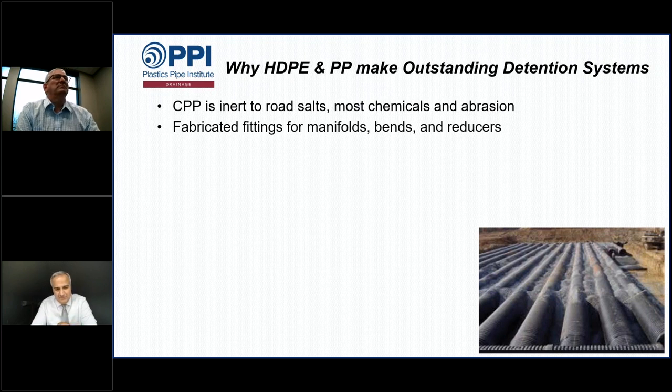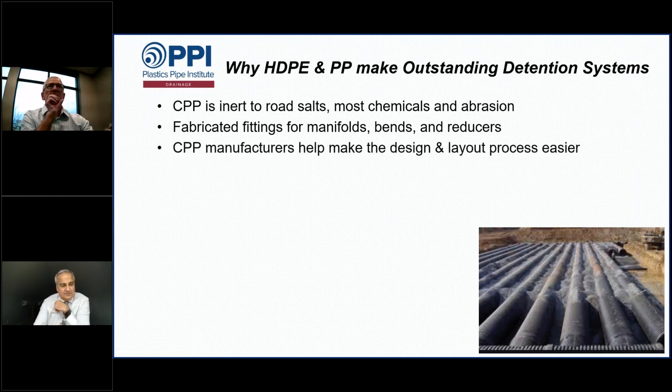With plastic pipe you have the ability to fabricate fittings, which makes it easy to do size-on-size manifolds or reducing manifolds or other types of reducers that you might want to implement in your layout. I'm having trouble advancing this slide. There it goes. So a lot of manufacturers also supply support for this process with some standard details or assistance in laying out. There's a lot of good help offered by manufacturers in this step of the process.